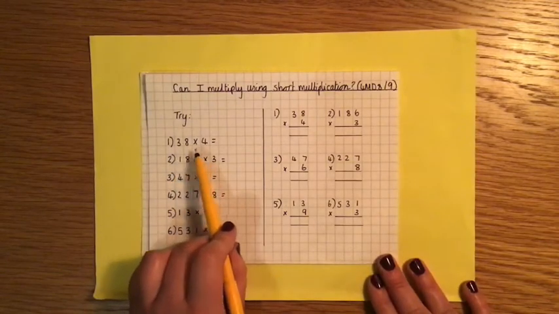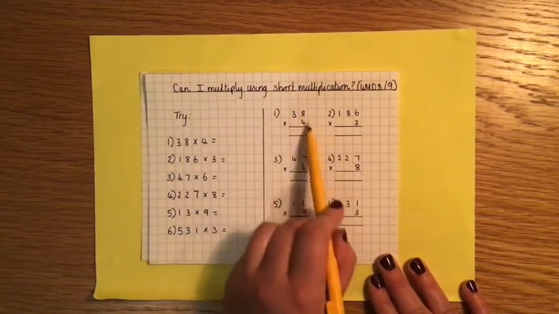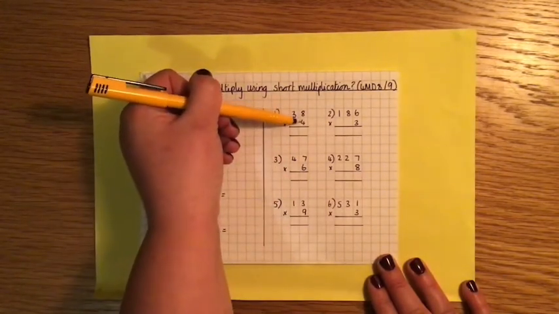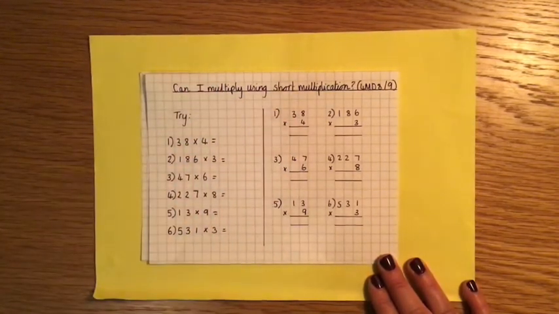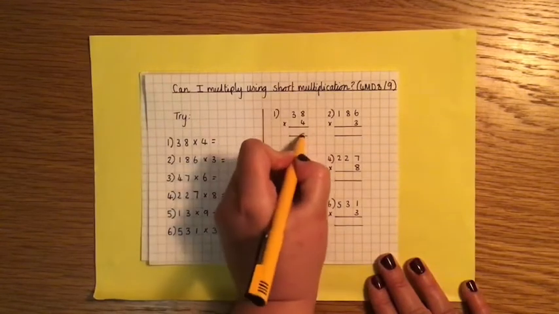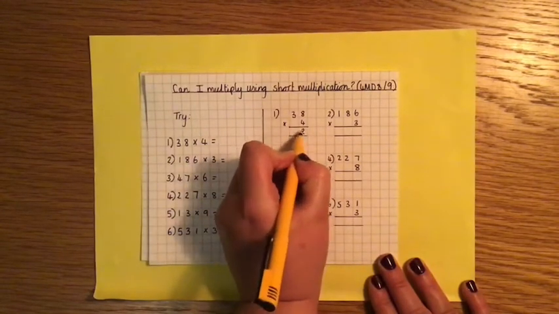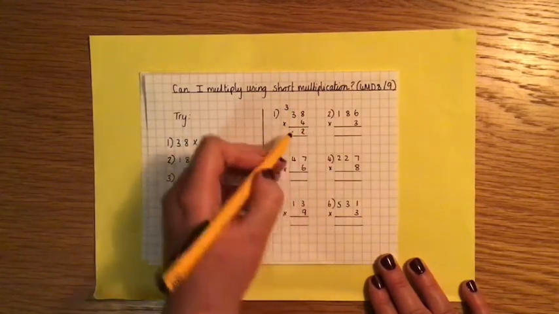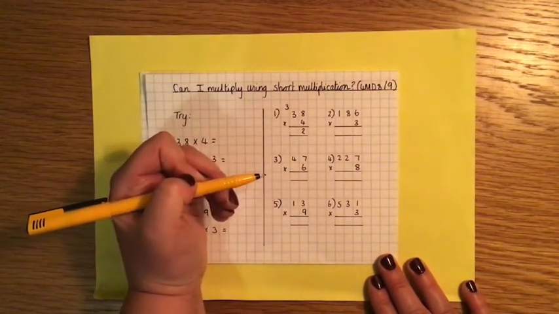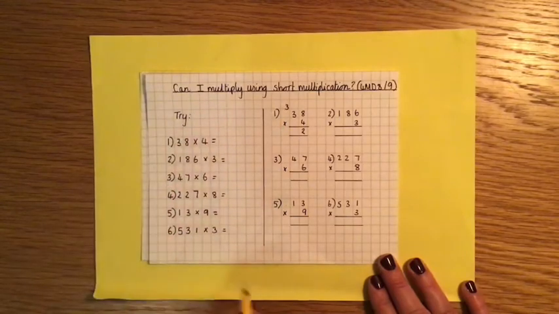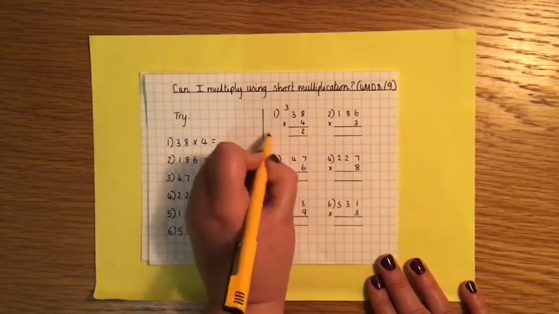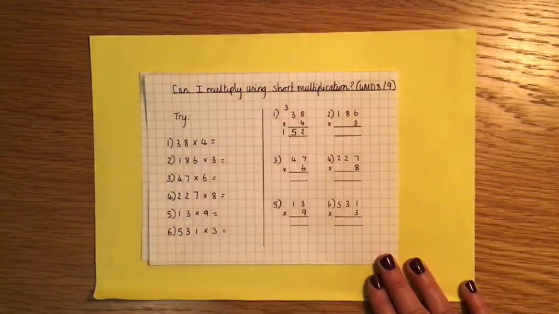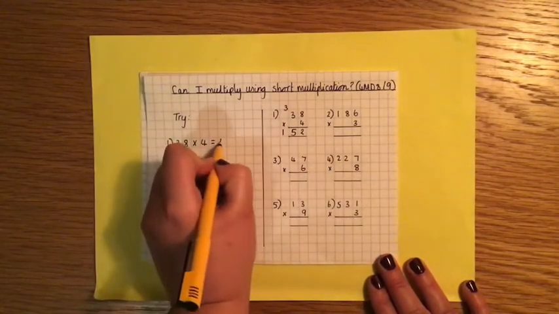So, number 1, 38 times 4 I've got over here. Hopefully you remember to start at the ones. So 4 times 8 is 32. Put my 2 in there in the ones, carry that 10. 4 times 3 is 12. 12 plus 3 is 15. You've got nothing else to times. So the answer is 152.